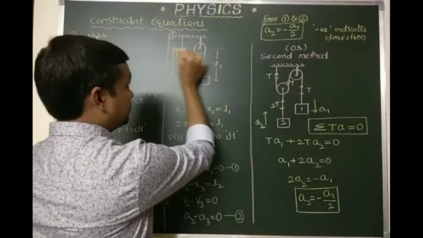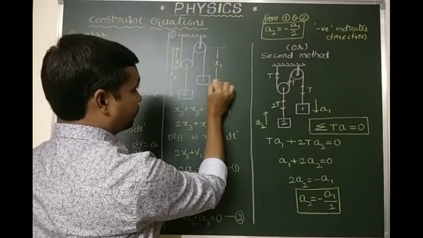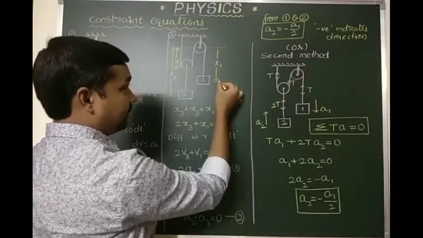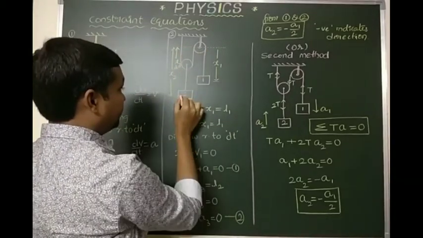So what do we get here? This is the reference line. We are taking the first block at length x1 from the reference line, and the second block, where is it from the reference line? Here it is.